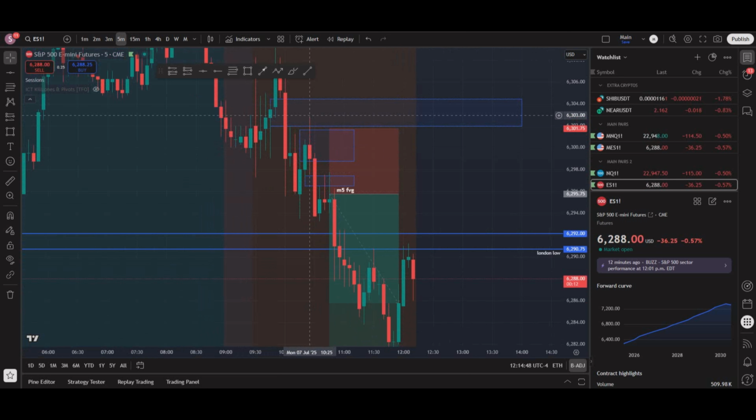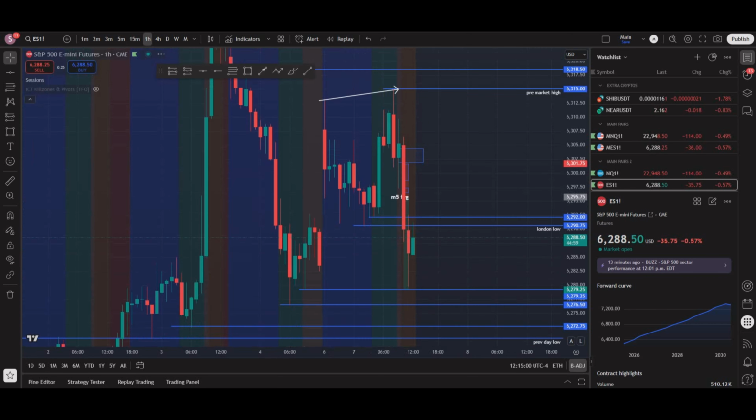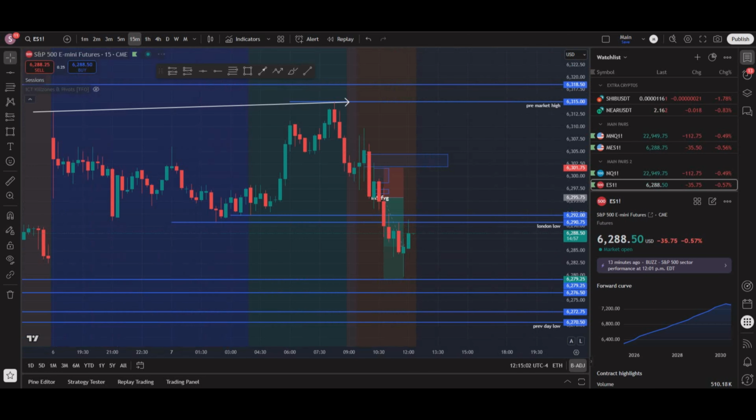I didn't get an entry here, but then on the 5-minute, we shifted back down, and then we formed a new 5-minute bearish fair value gap right here. And this is where I decided to look. So I said, if price was going to retest this 5-minute bearish FVG, we've got to keep in mind we have, once again, that higher time frame SMT playing out.